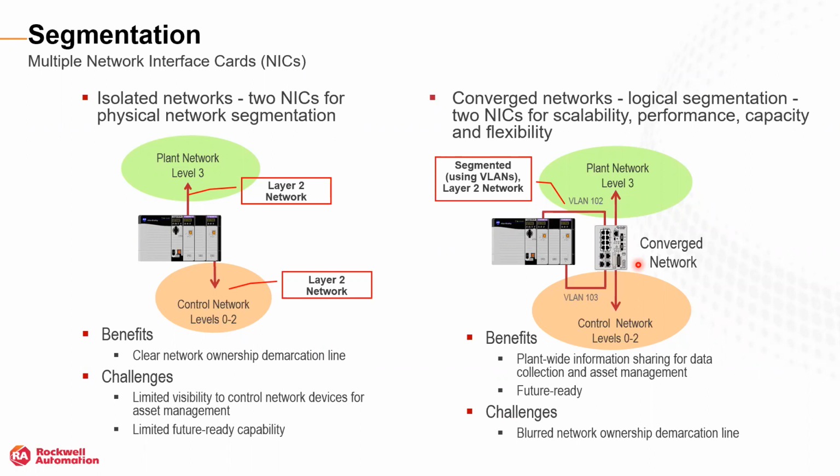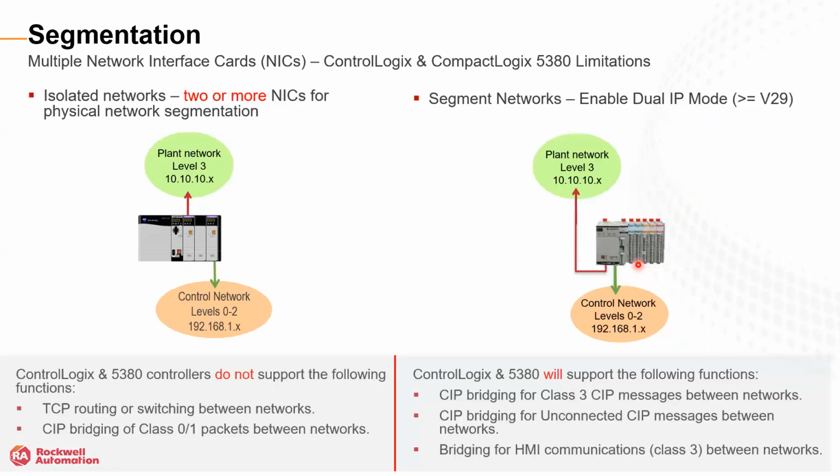Again, in this case, we are still using two NICs and using the switch to create the VLANs. Still sort of that blurred network ownership demarcation. Is it the IT switch or is it the plant switch? I can't answer that, but the fact is the two networks we have segmented and controlled the traffic. So we have reduced possible issues by doing it this way. All right.